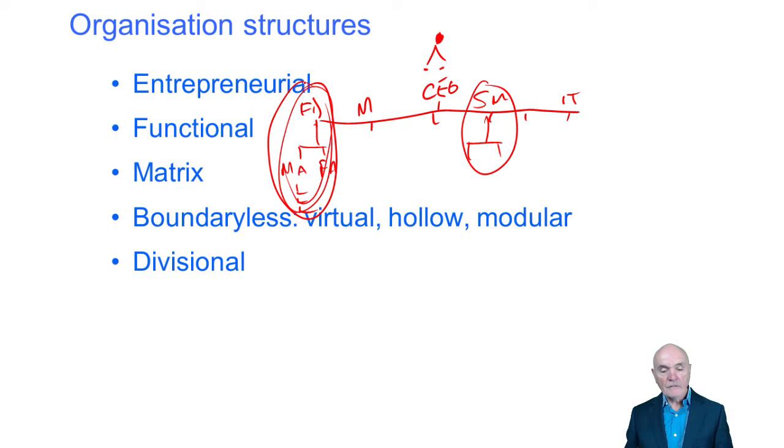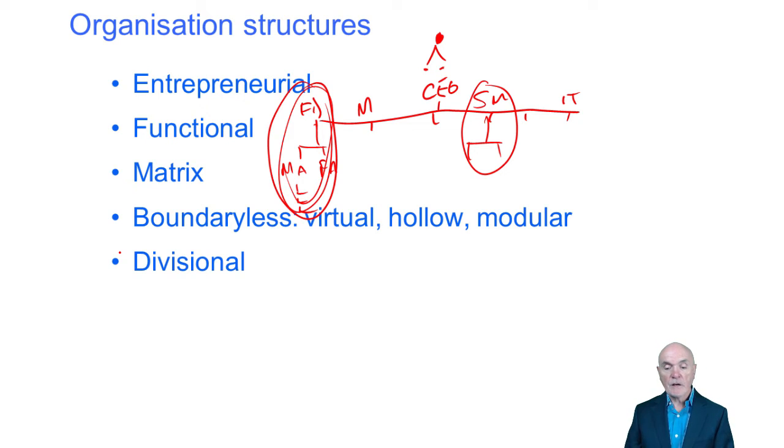So the functional organization is very, very common. Now what I'll do, just before we get on to matrix and boundaryless and so on here, let's just look at divisional structure. What a divisional structure says is we're now so big, we're operating in North America, we're operating in Europe, we're operating in Asia. We're really dealing with different competitors in those three markets. We may be making slightly different products. There are different laws and rules and regulations in those three markets.